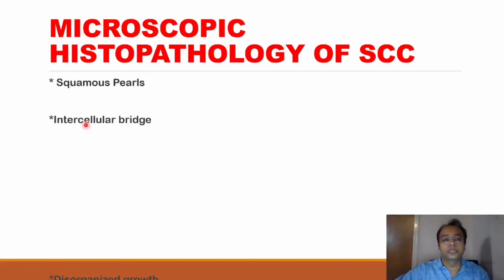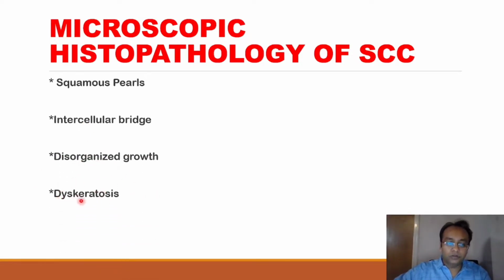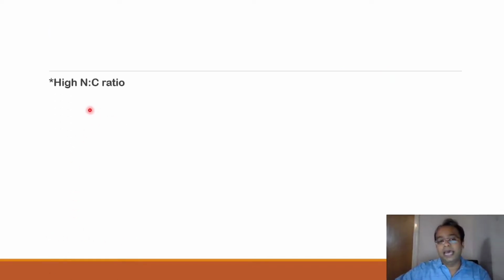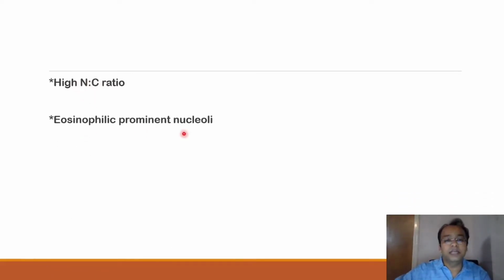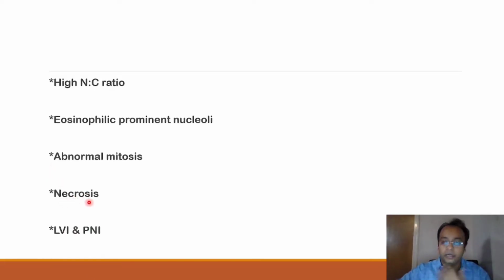Intercellular bridges are observed in the SCC. Third category is disorganized growth. Dyskeratosis is also seen, which is a premature keratinization. There is a loss of basal polarity, which is a feature of SCC. In the SCC, as it is a cancer, there will be a high NC ratio, prominent eosinophilic nucleoli, and abnormal mitosis, like flower-shaped mitosis, right? Abnormal mitosis is present. Necrosis could also be seen.